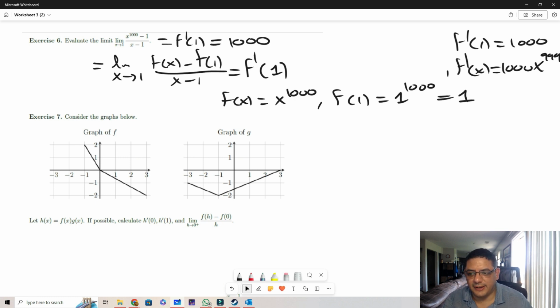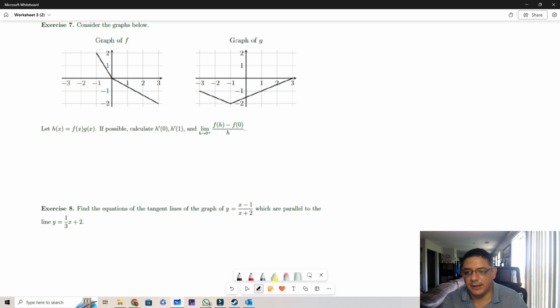Now, for exercise 7, consider the following graphs. We want to consider f times g, and if possible calculate h prime of 0, h prime of 1, and the lateral limits here. Notice that to be able to consider any of the derivatives at a certain point, we can consider the slopes of the tangent line. But because these graphs here are specifically lines, the only thing that we need is the slope, and that's going to give me the derivative at those points.